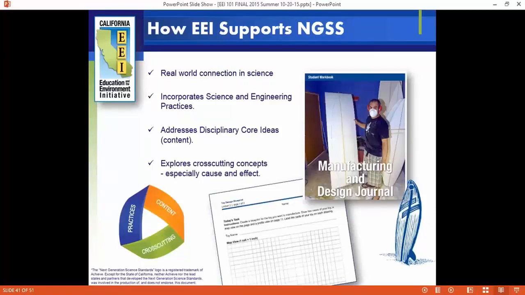It is. And EEI incorporates some of those science and engineering practices, and I've been working on some of these NGSS correlation guides that are posted on our website now. So we've got about 10 more to go, but many of them are posted, so you can see some of those connections. We especially see a lot of the practices of engaging in argument from evidence, analyzing, interpreting data.